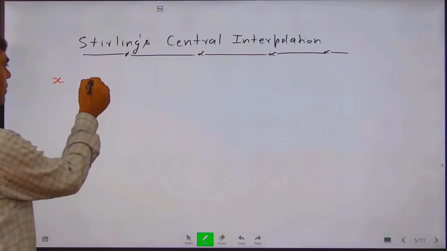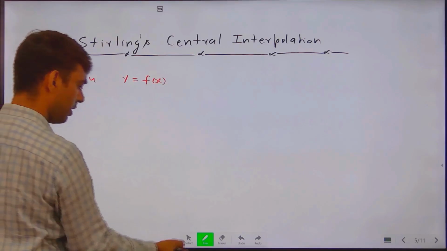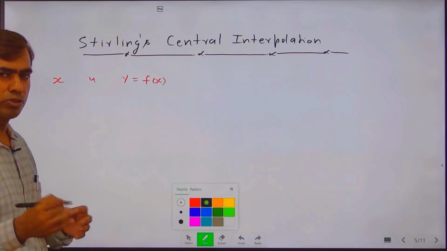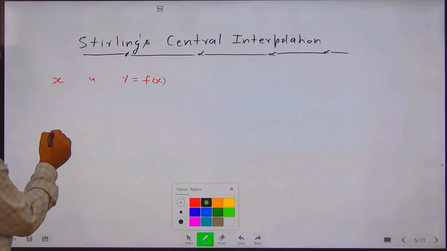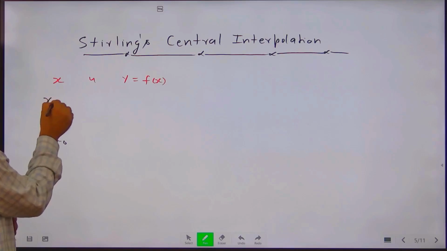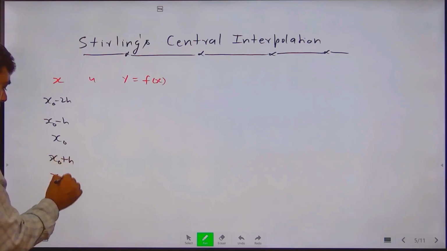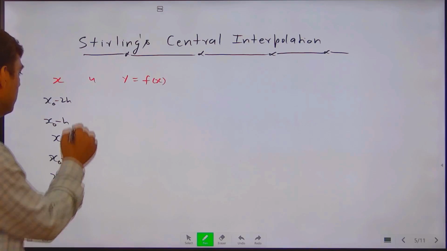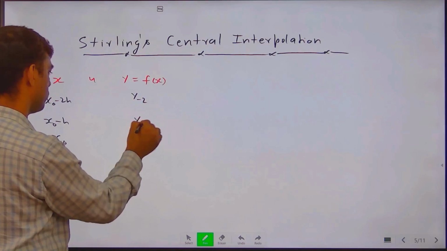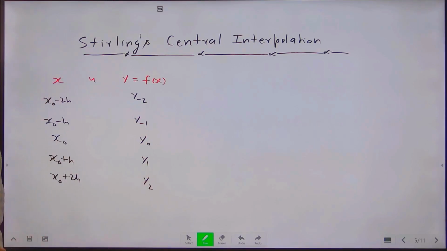x like this, and here u, here we write y equal f(x), and for the sake of simplicity we are going to write an odd number of terms. Suppose here there is a central value x0; before the central value there are x0 minus 2h and x0 minus h, after the central value x0 plus h and x0 plus 2h. And what is the value of y? Obviously here we write y minus 2, y minus 1, y 0, y 1, y 2.